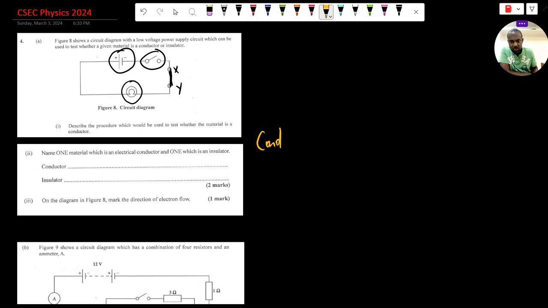So for the conductor, you would say copper, and for the insulator, if you think about your connecting wires or cables, most of them are usually encased in an insulating material, which is rubber or plastic. Well, we could say rubber. So an insulating material could be rubber. Good, 2 marks there. Now, part 3 says, on the diagram in figure 8, mark the direction of electron flow.